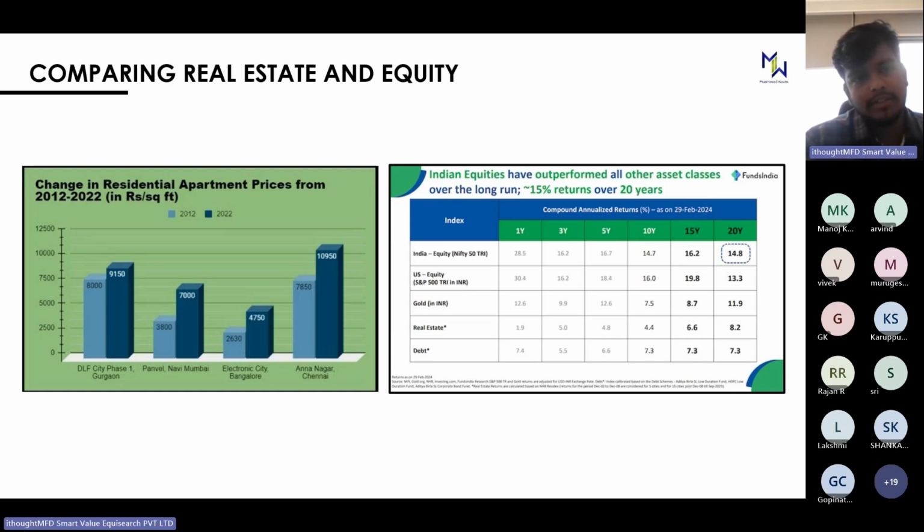So these are the returns, and the chart on the left side shows the returns in the metropolitan cities. So this is the price compared over the 10-year period. It's not even 8% actually. So one of the drawbacks is that in a developed prime area located in the metropolitan cities, the appreciation won't be huge, but the yield will be better.